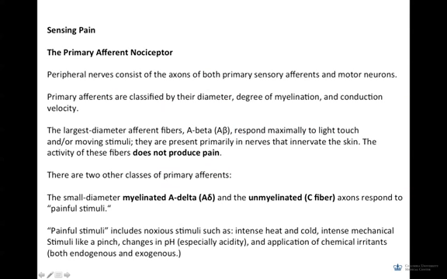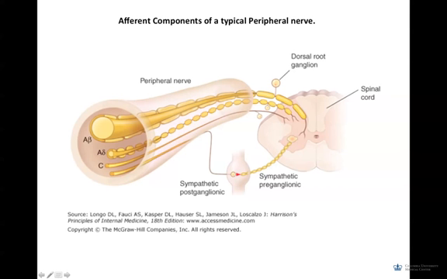The other two afferents are responsible for conveying painful stimulation. Now, these are smaller diameter fibers. The first is the myelinated A delta fiber, and the other are unmyelinated C fibers. Okay. So the A delta fiber, the myelinated A delta fiber, and the unmyelinated C fibers. Okay. And generally speaking, the A delta fibers are very good at conveying low intensity painful stimulation, while the C fibers tend to convey high intensity painful stimulation. Okay.